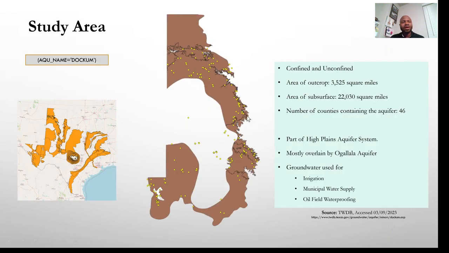Our study area is the Dockum Aquifer, which is both a confined and an unconfined aquifer, covering about 35,000 square miles in about 46 counties in Texas. Some of the uses of Dockum Aquifer groundwater are irrigation, municipal water supply, and oil field waterproofing.